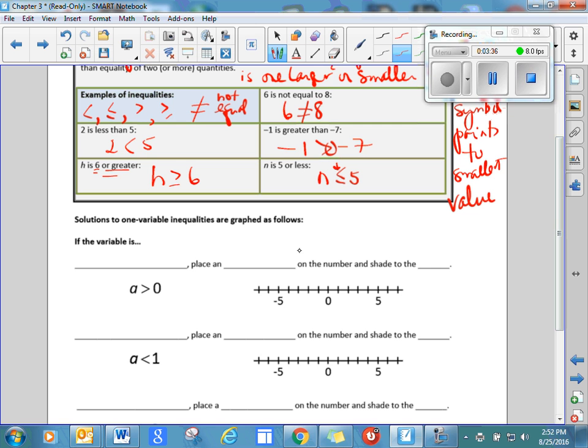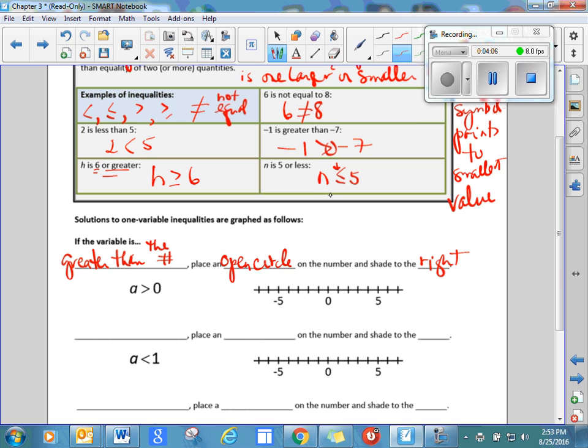So we're going to do some graphing. You may remember, I'm sure you probably even did some of this in your summer packet, but we'll go ahead and take the vocab here, and then we'll end this video at the end of the page. So if the variable is greater than the number, place an open circle on the number line and shade to the right.